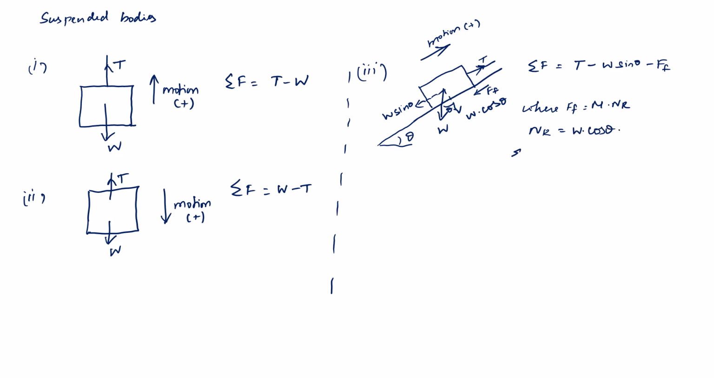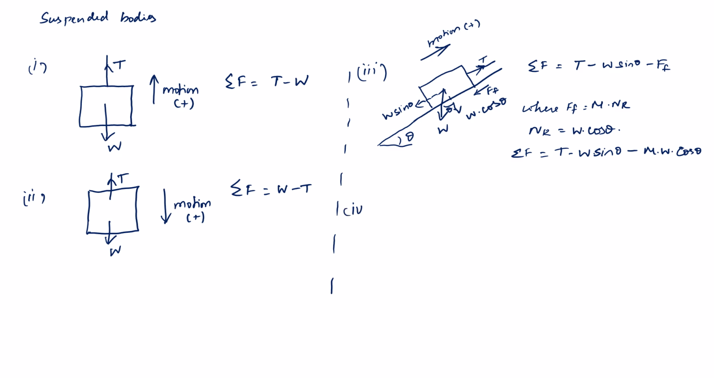When you expand the FF value, it is T minus W sin theta minus mu into W cos theta. Sorry, one second. This is not W cos theta, this is W sin theta. So we have expanded the FF, which will be mu into W cos theta. So this is the value for this scenario.